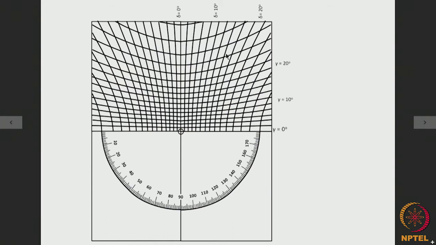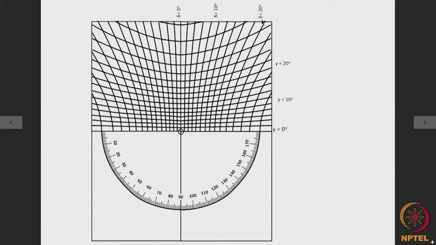So, in the Greninger chart, these are all the different gamma values. This is gamma equal to 0, gamma equal to 10 degrees, gamma equal to 20 degrees, and so on. Then comes delta equal to 0 here, then delta equal to 10 degrees, delta equal to 20 degrees, etc., etc.